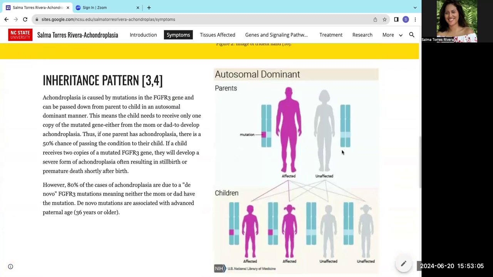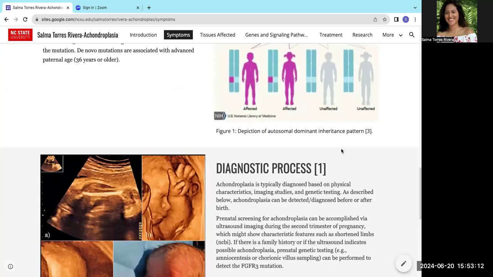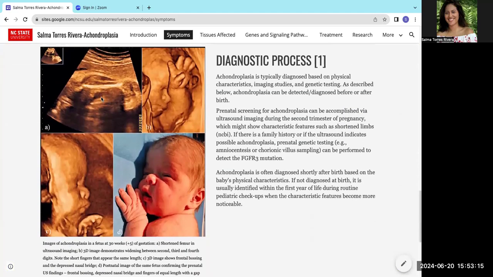In the inheritance pattern, I thought this was a good visual to show how it can be inherited by children if only one parent is affected with the mutation. This visual in particular, I really liked. I really liked that it showed the diagnostic process prenatally to postnatally. Prenatally, they had some suspicions of some characteristics being seen in the baby related to achondroplasia, and then those characteristics were confirmed postnatally.